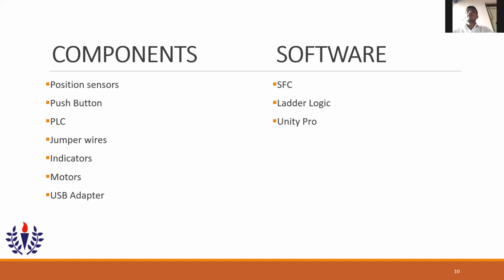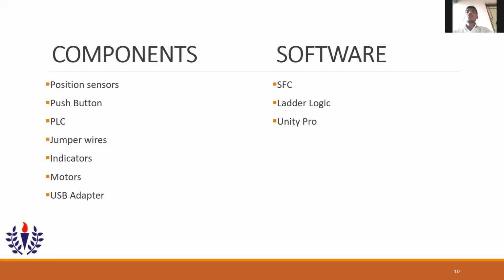Now moving on to the components. The components we have used here are position sensor, push button, PLC, jumper wires, indicators, motors, and USB adapters. The position sensor is used for the measurement of mechanical position. A position sensor indicates absolute position in terms of linear travel as well as rotational angle. A push button is used to operate an electrical device.